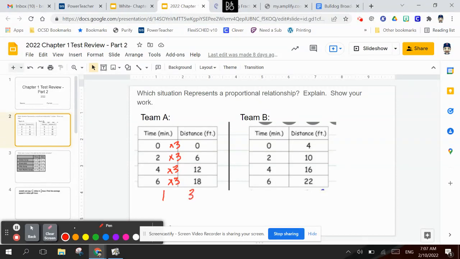That is proportional. In team B, 0, I can't multiply anything to that. So if I add 4, if I add 4 to 2, 2 plus 4 is 10? No. So this is not proportional. Team A is, because it has the same unit rate, which means I'm always multiplying by 3.